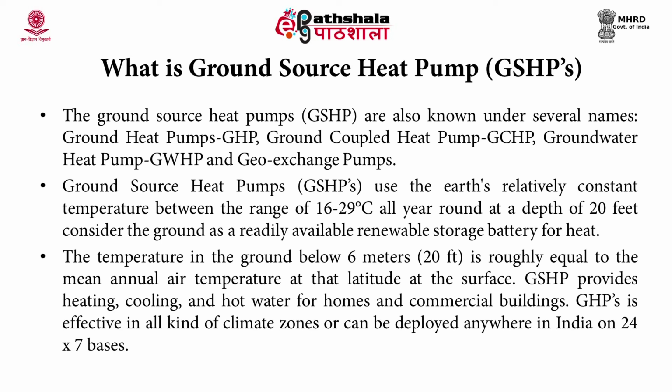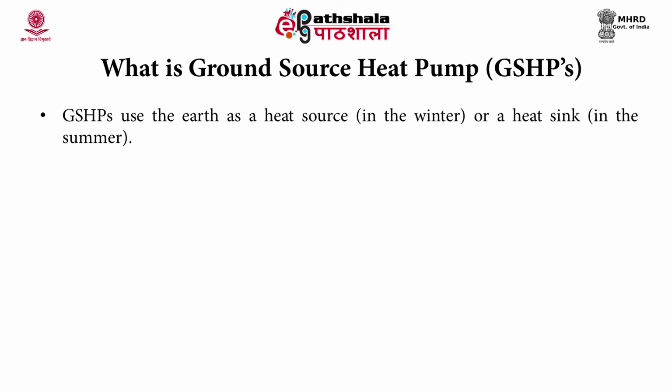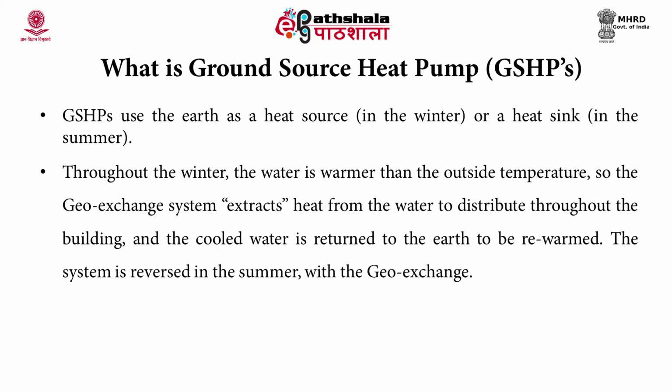It is effective in all kinds of climatic zones and can be deployed anywhere in India. So, this GSHP uses the earth as a heat source in the winter or a heat sink in the summer. Throughout the winter, the water is warmer than the outside temperature. So, the geo-exchange system extracts heat from the water to distribute throughout the building, and cool water is returned to the earth to be rewarmed. The system is reversed in the case of summer.